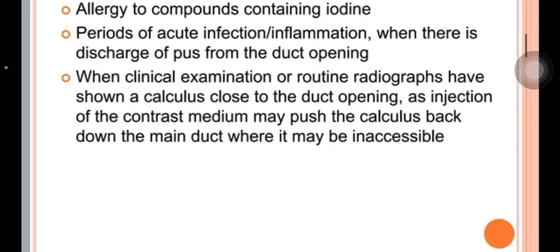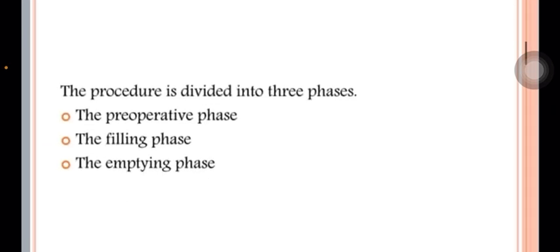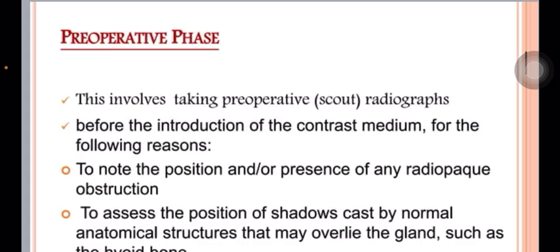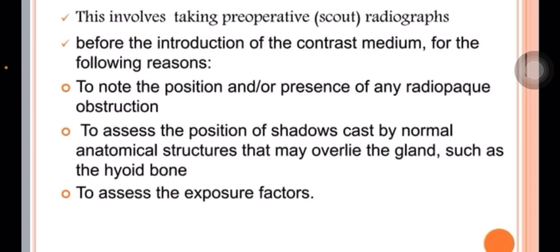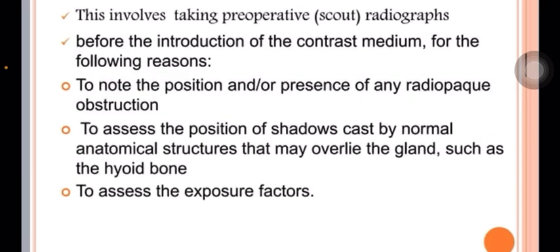The procedure is divided into three phases: preoperative phase, filling phase, and the emptying phase. First is the preoperative phase. This involves taking a preoperative radiograph before the contrast medium is introduced. It is done to note the position or presence of radiographic obstruction, assess the position of shadows of normal anatomical structures that overlie the gland such as the hard bone, and to assess the exposure factors.